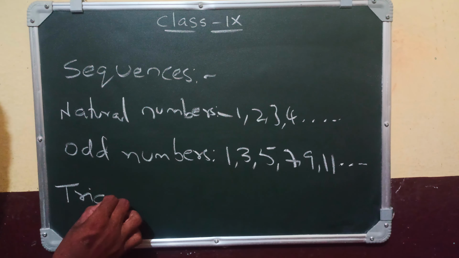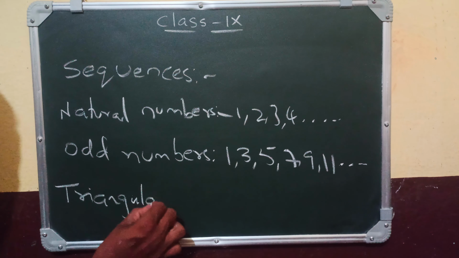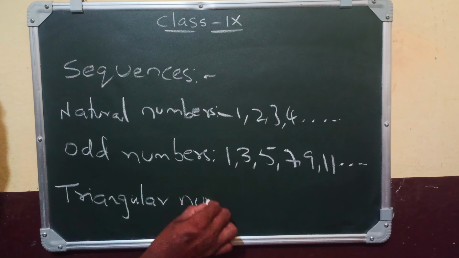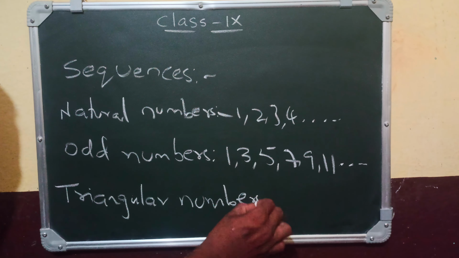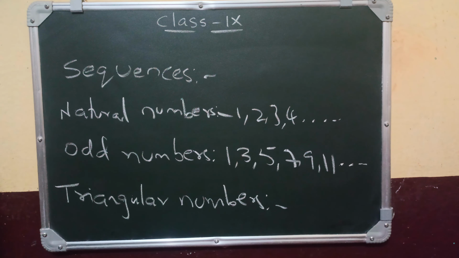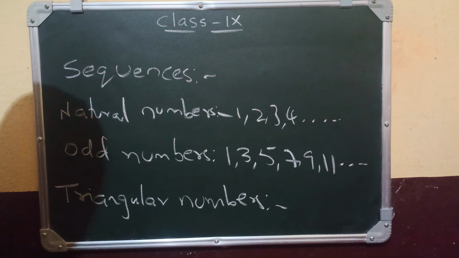triangular numbers. So this may be new to the 9th grade, but it is not new for those who have already studied 6th grade. If you see the NCERT Class 6 textbook, there you can find the triangular numbers. So how are we going to get the triangular numbers? I will write a very short form method.